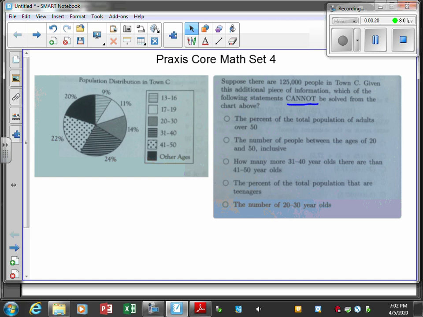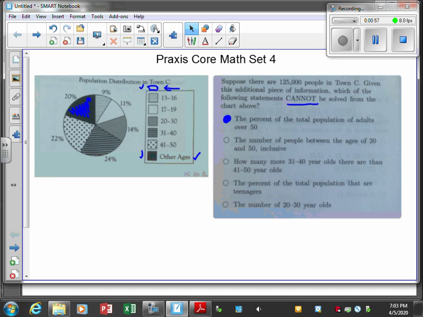So the percent of the total population of adults 50 and older. Well, other ages is 50 and older, and they have an other ages category right here. But the problem with that one is that other ages also means anybody less than 13 years old, right? So when you say other ages, we don't know how many are older than 50 and how many are less than 13. So for sure this one's going to be a problem.